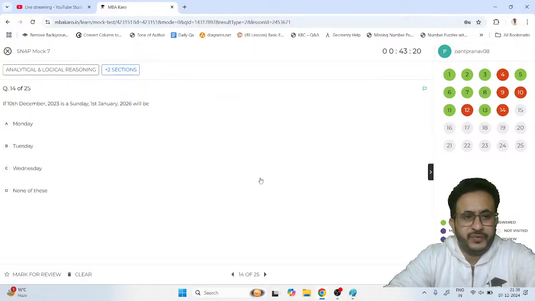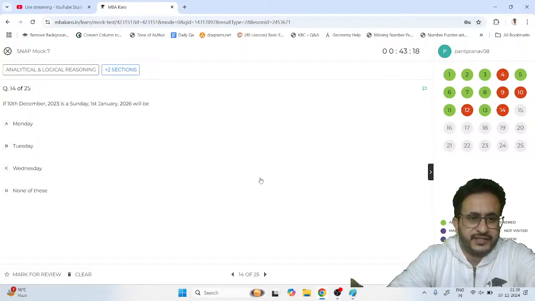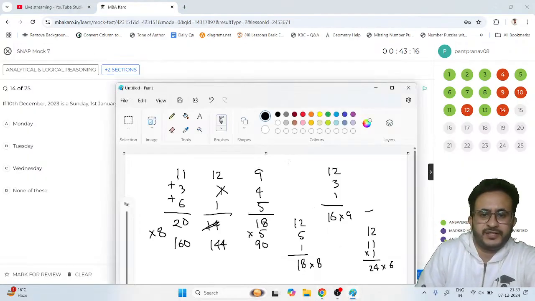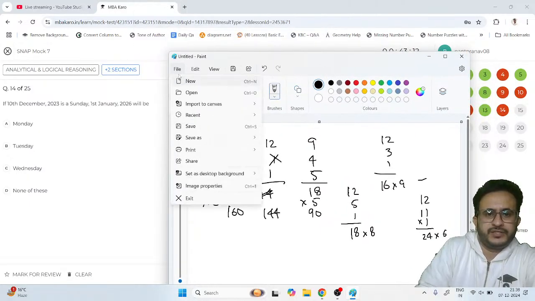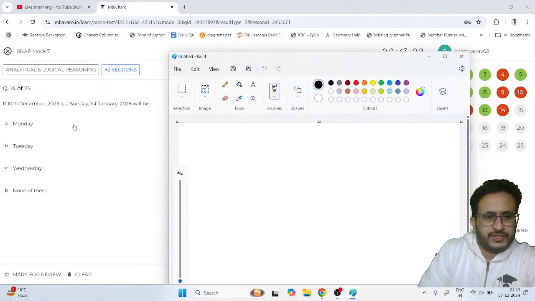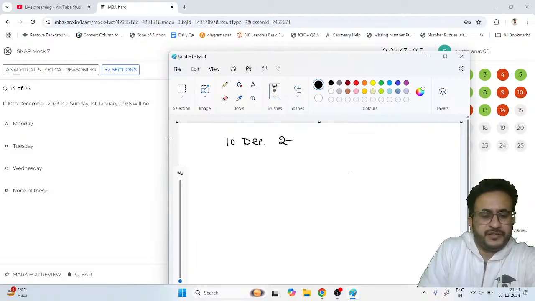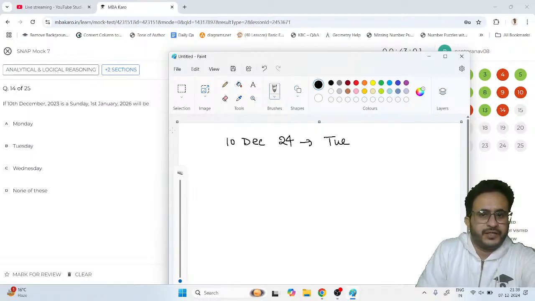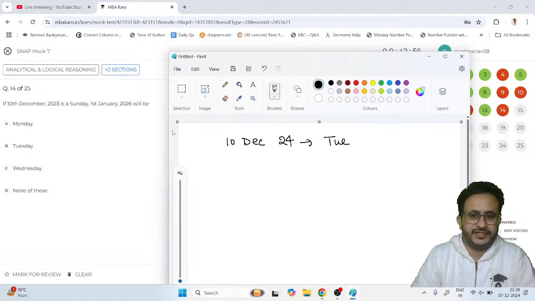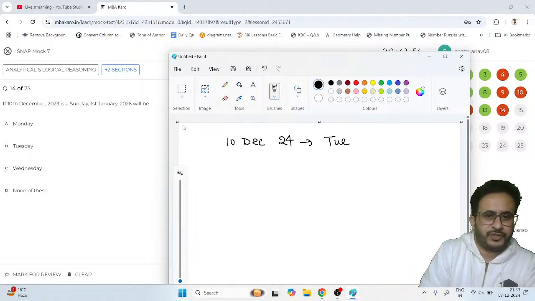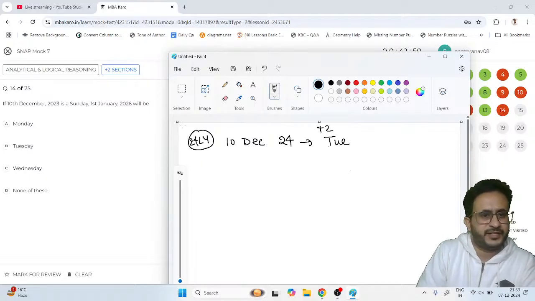10 December 2023 is a Sunday, 1st January 2026. Okay, so let's calculate this. 10 December 2023 was a Sunday. So 10 December 24 is going to be a Tuesday. Actually it is going to be Tuesday only, because 2024 is a leap year, so there will be 2 days added from Sunday, Tuesday.